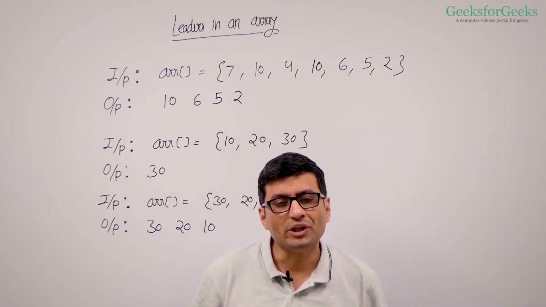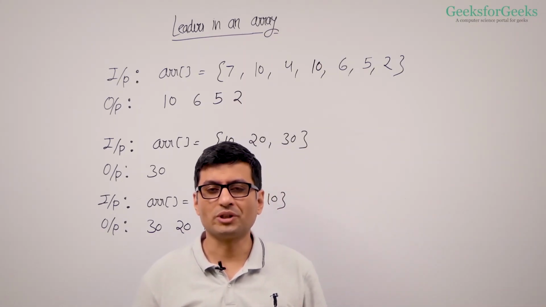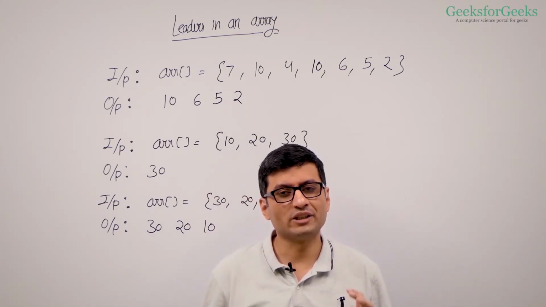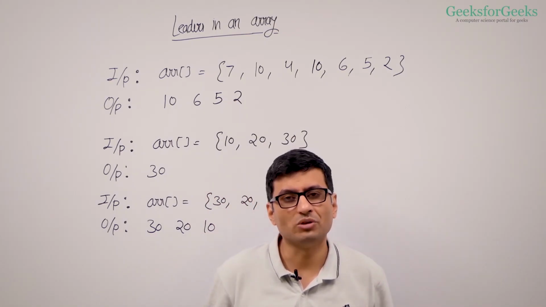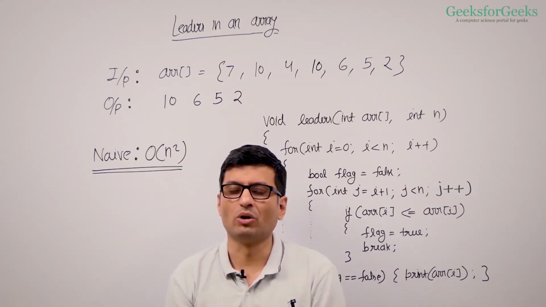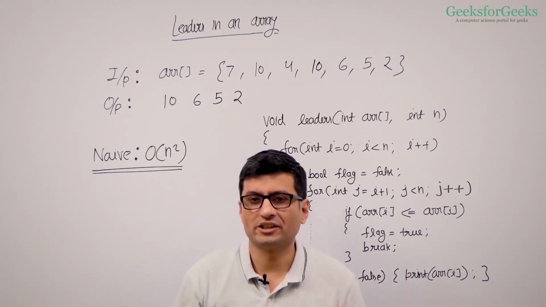Now please pause this video and try to write down a solution for this problem. We are going to talk about two solutions. One is n square and the second solution is n. Let us first talk about the naive solution, which is big O of n square. And the idea is simple.